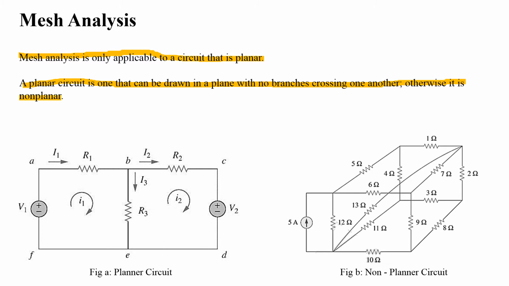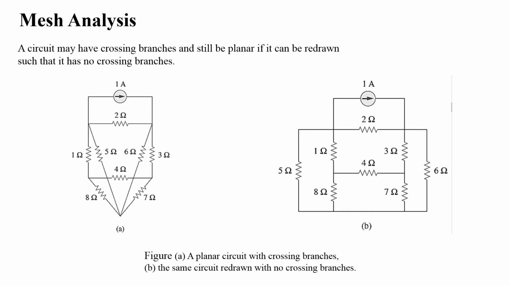So from the figure, we can clearly see that in figure A, this circuit is a planar circuit because there are no branches crossing one another. But on the other hand, in figure B, the circuit given is a non-planar circuit because most of the branches are crossing over one another. If we have branches crossing one another, it is a non-planar circuit, and mesh analysis is not applicable to non-planar circuits. A circuit may have crossing branches and still be planar if it can be redrawn such that it has no crossing branches.